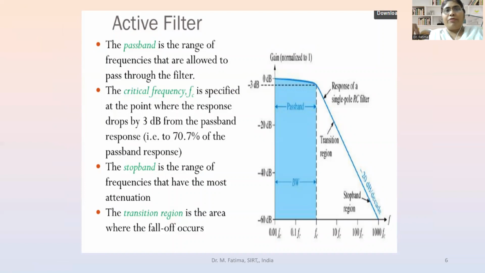The filters have a pass band, stop band, and transition region. The pass band is the range of frequencies which are allowed to pass. You can see this range; this range shows the pass band. Here the gain of the filter is almost constant. So this range of frequencies is called the pass band. Next is the stop band. The stop band is the range of frequencies that have the most attenuation. So see here, this is the stop band.